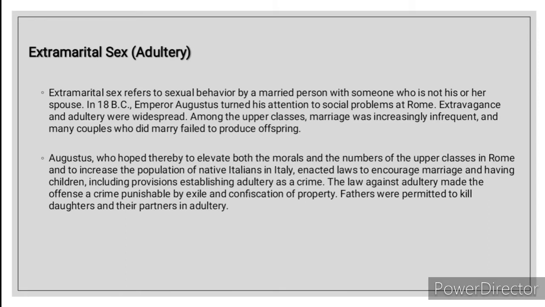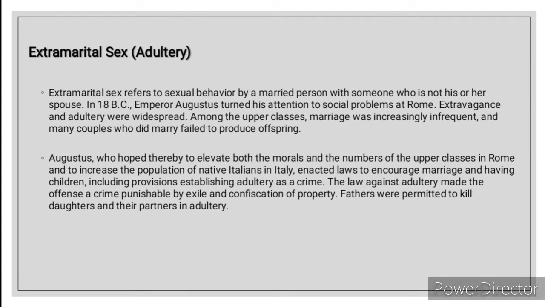Extramarital sex refers to sexual behavior by a married person with someone who is not his or her spouse. In 18 BC, Emperor Augustus turned his attention to social problems at Rome. Extravagance and adultery were widespread. Among the upper classes, marriage was increasingly infrequent, and many couples who did marry failed to produce offspring.